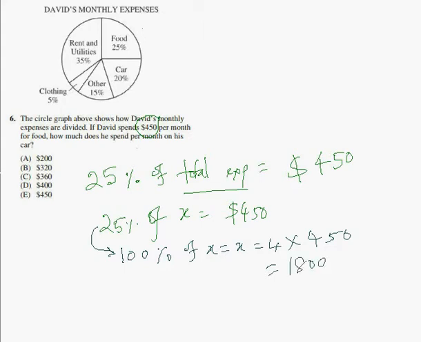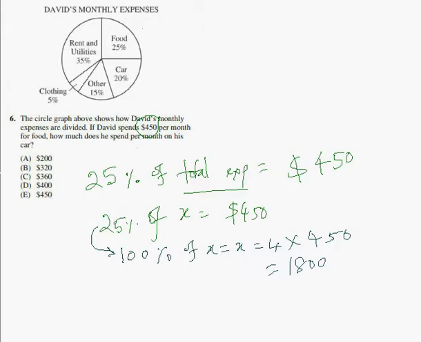So that is for X. Once you find X, this is the total expenses. Now the question asks how much he spends per month on the car. So he spent 20% of the total expenses on the car. We know the total expenses, so we just need to find 20% of the total expense.